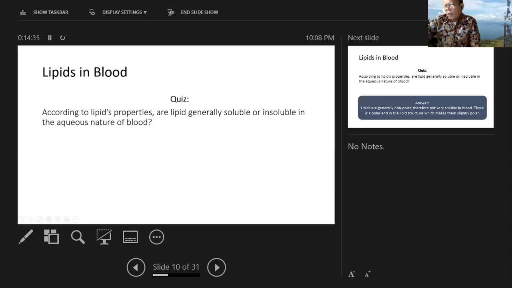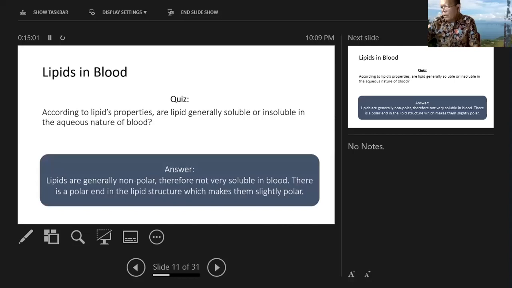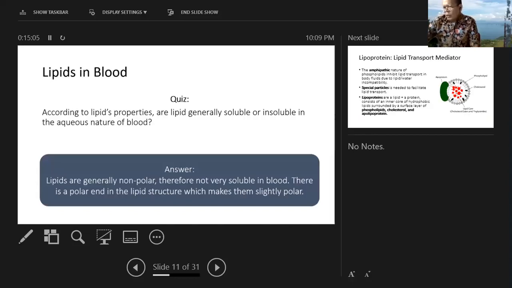Now let's have a look at this quiz for lipid in blood. According to lipid properties, are lipids generally soluble or insoluble in the aqueous nature of blood? I'll repeat it again. Then the answer is: lipids are generally non-polar, therefore not very soluble in blood. There is a polar end in the lipid structure which makes them slightly polar.